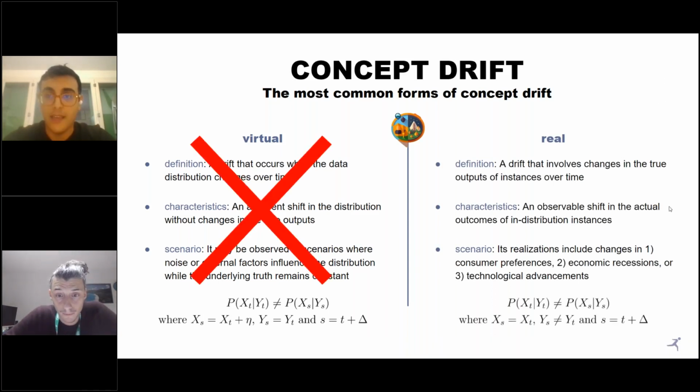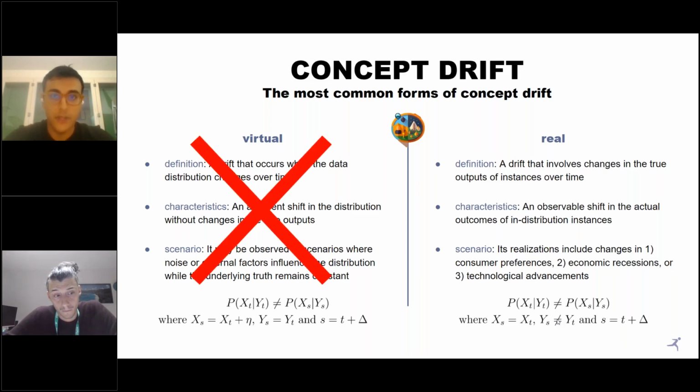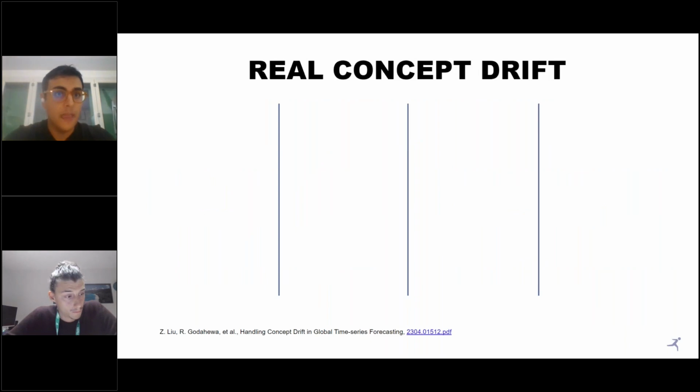On the right, we have real concept drift, which is instead defined as a drift that involves changes in the true outputs over time. So it is an observable shift where we have differences in the in-distribution instances. So for instance, consumer preferences, economic recessions, technological advancements. So as you can see here, X is the same, but the truth has changed. So YS is different from YT. And this one on the right-hand side is what we will focus on for today. So the virtual concept drift will be passed on.